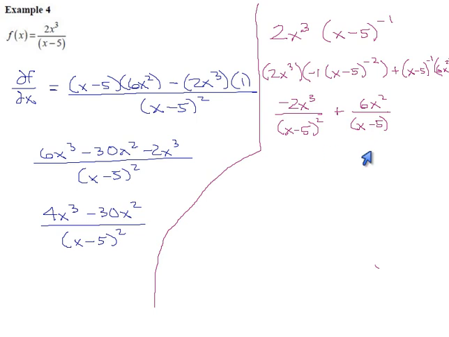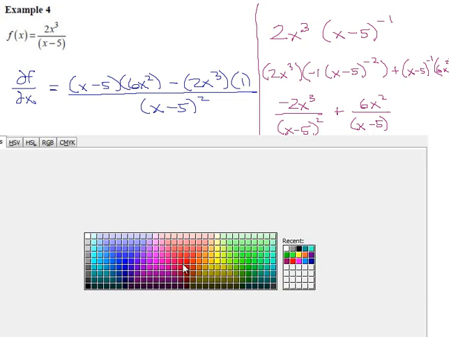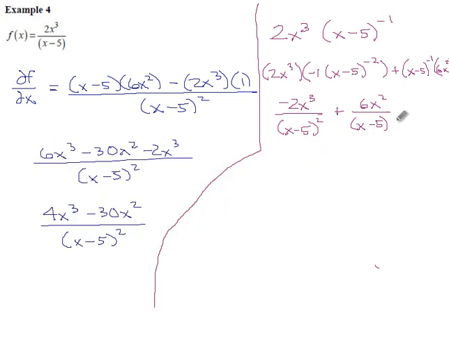Now, if we want to combine these, because we're trying to end up with something that's just a single fraction, we need a common denominator. And the common denominator will be x minus 5 squared. This fraction has 2 of them, so they must both have 2 of them. So this first fraction's all right. This second one, we need a second x minus 5 in it. So we'll multiply the denominator by x minus 5. And to keep things fair, we multiply the numerator by x minus 5 also.